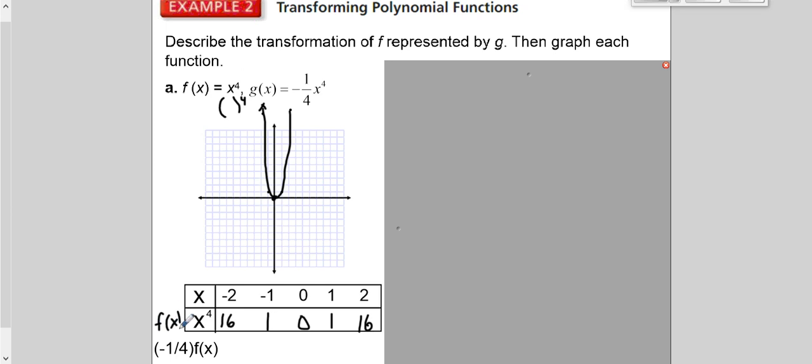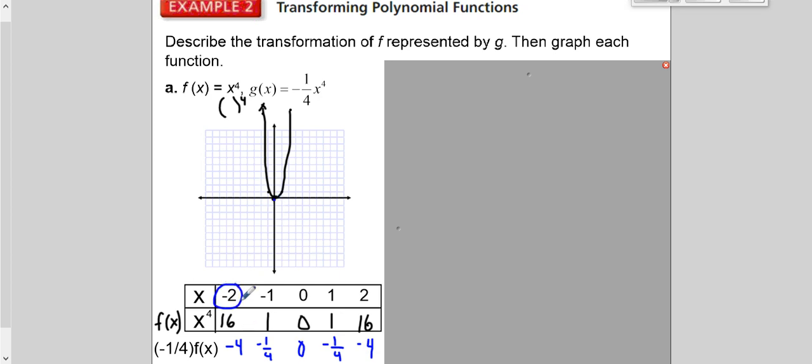But now for our new function, multiply all of these f of x functions, the y values, by -1/4. 16 times -1/4. 1 times -1/4. 0 times anything. 1 times -1/4. 16 times -1/4. 1/4 of 16 is 4. When you're multiplying by a fraction, if you just think of the word of, 1/4 of 16 helps you get to that answer. Let's graph those.